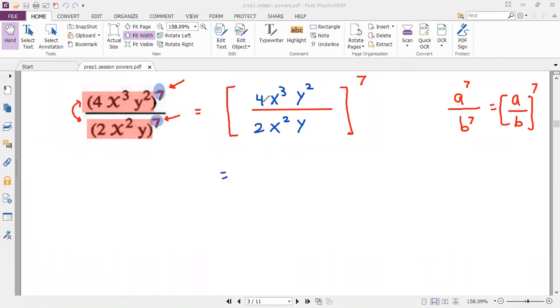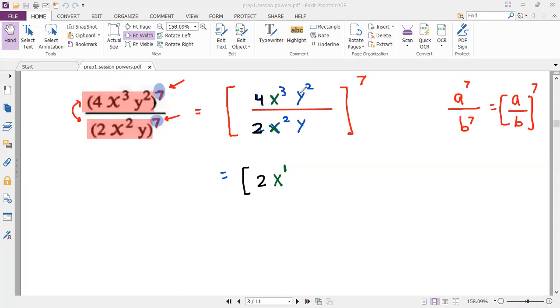4 divided by 2 equals 2. We have 4 at the top and 2 at the bottom. So 4 divided by 2, it's 2. And we have here x and x. X raised to the power of 3 and x raised to the power of 2. So write x and then subtract powers. 3 minus 2, because we are dividing, equals 1.